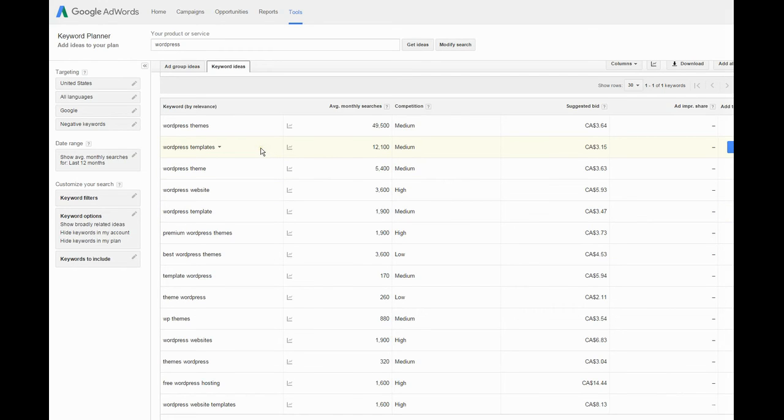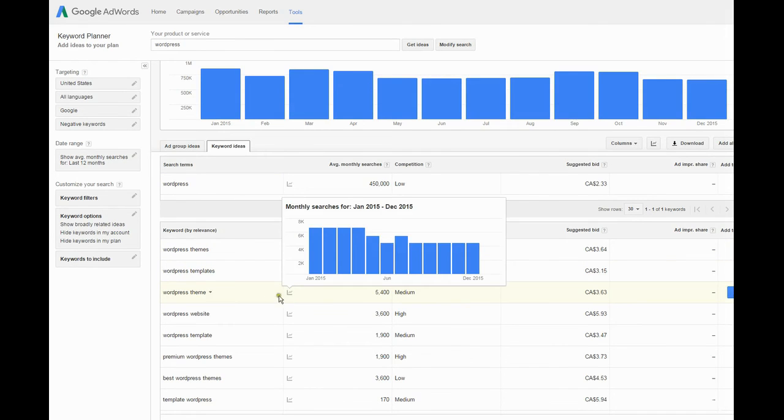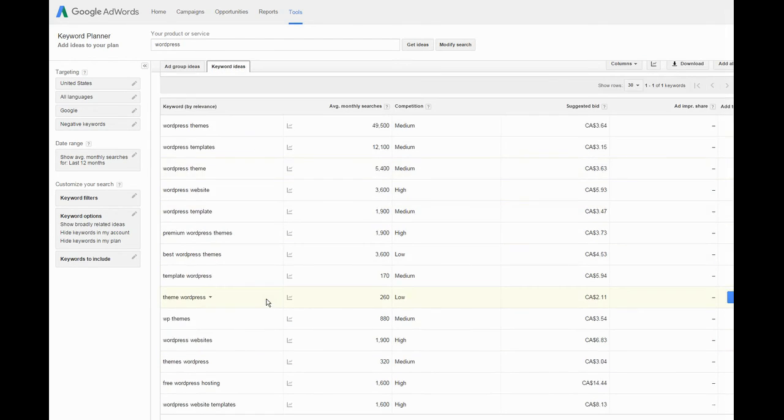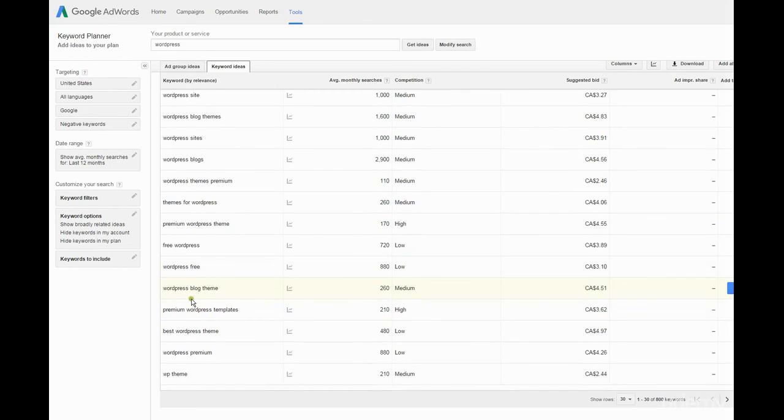I usually use something like Excel. I'll write out all of the keywords. When I do my keyword research, I'll take note of all of these different keywords that I want to target, keyword phrases, and so on. Something like WordPress website templates. I would make note of all of these results.